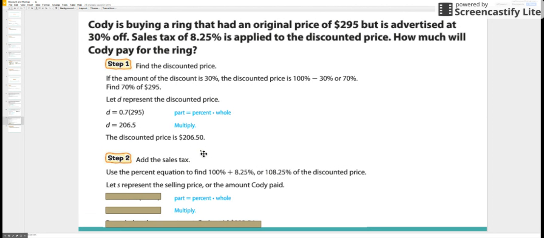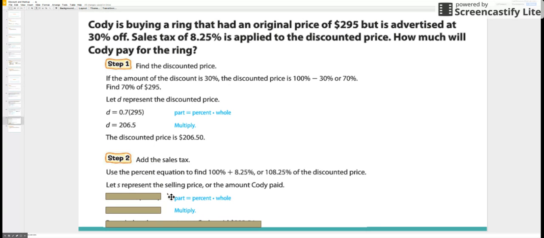Now, at this step, you would then add the sales tax. So in this case, we have 8.25% is the sales tax, okay? So now we need to add the sales tax. So if this represents the total cost that he's paying for, okay, this represents 100%, and he is paying for an additional 8.25%, okay? This represents 100%, he's paying an additional 8.25%. So total, he's paying for 108.25%, okay, of this price. So let S represent the selling price or the amount Cody paid, and let's do this.